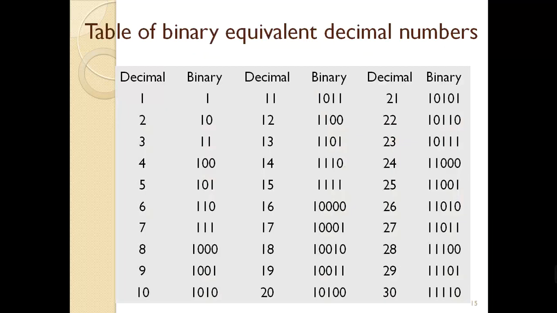So this is the table of binary equivalents of decimal numbers. There are 30 decimal numbers and their equivalent 30 binary numbers. The first decimal number is 1, 2 is 10, not ten but one-zero, so you call it 10. 3 is 11, 4 is 100, likewise 18 is 10010, and 28 is 11100. So these are the binary equivalents of decimal numbers. There are 30 decimal numbers and 30 binary numbers, so you can draw a table.